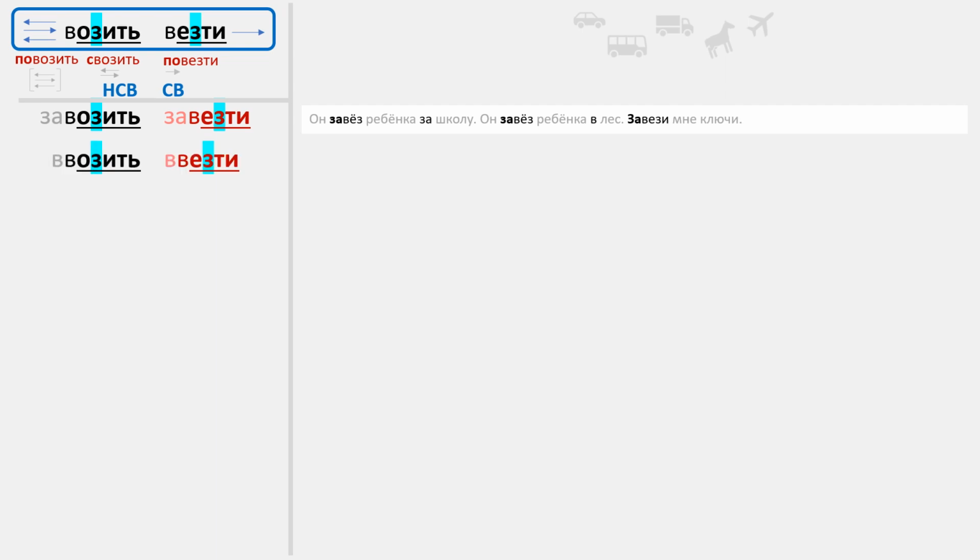Ввозить, ввести. Ввозить, ввести goods into a country means to import goods into a country. To bring materials into a country. Ввозить материалы в страну. To bring drugs into a country. Ввозить наркотики в страну.